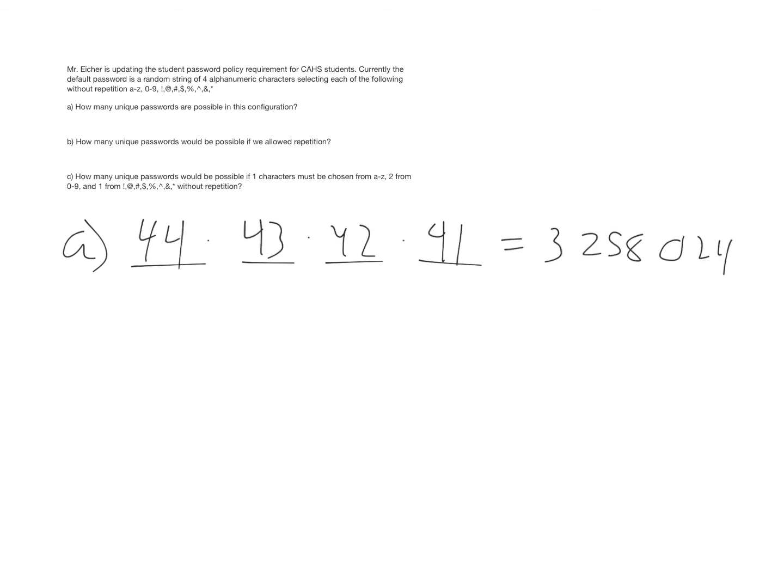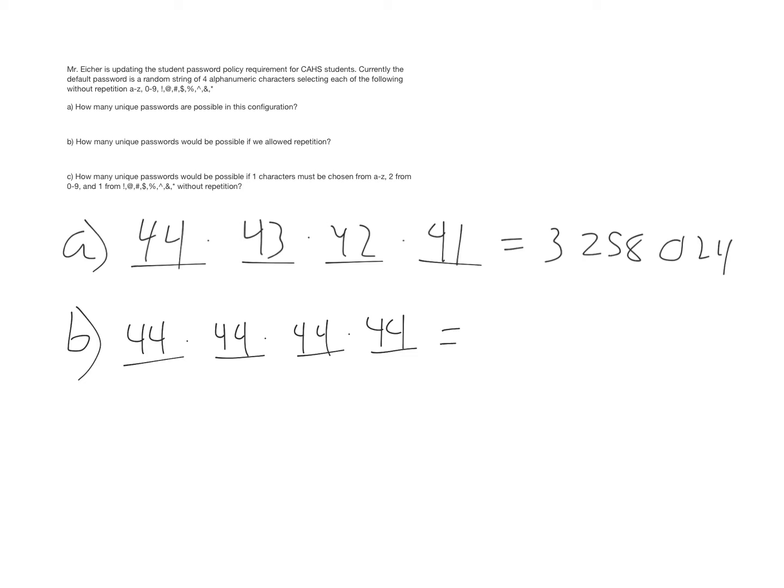Okay. Part B says, well, what if we just said people can repeat? Well, same logic. How many options for the first choice? But now I could repeat. So I again have 44 options. Same 44 options, because if I wanted to, I could, under this configuration, make my password be AAAA.